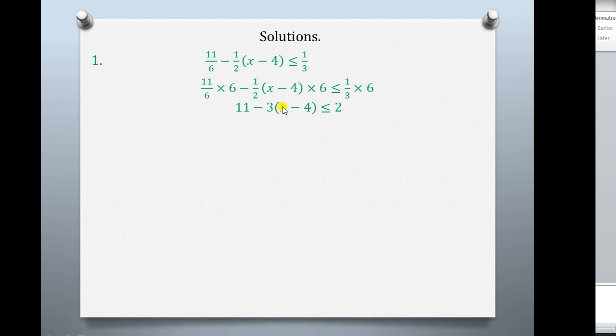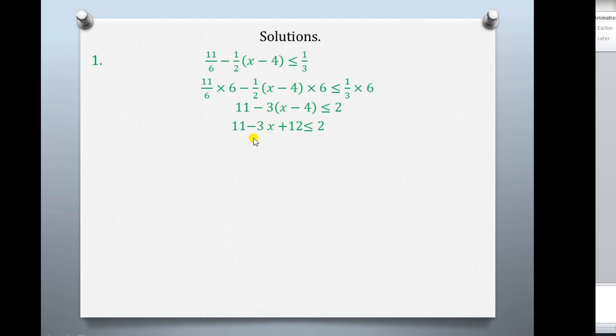Now, when you open up this bracket, you have to be so careful with the negative sign, because negative 3 times x should be giving you negative 3x, and negative 3 times negative 4 should be positive 12. And so that will give us our next step as that.